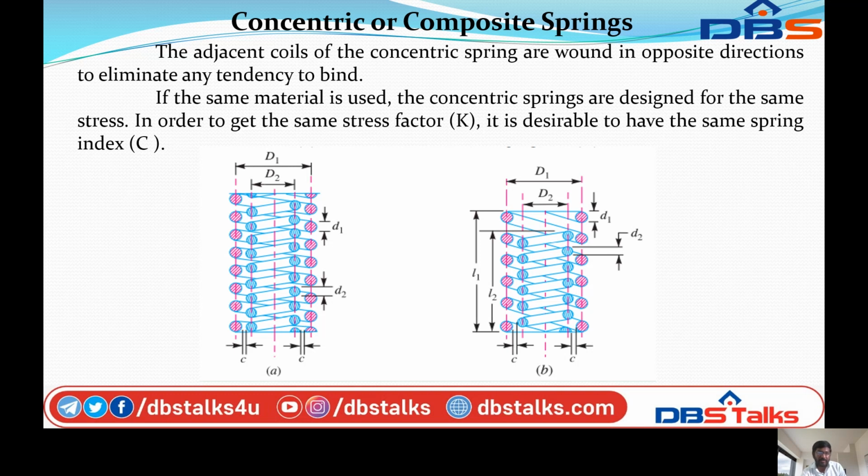the distance between the outer diameter is D1, inner diameter is D2. So small d1 is the diameter of the wire. Small d2 is the diameter of the wire. So this will be replaced to the two springs we are arranging to each other.